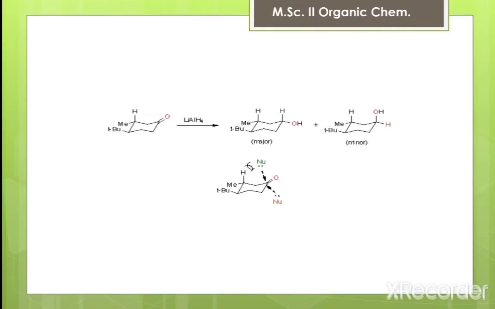Here, in the actual mechanism, this compound is drawn in chair conformation, and suppose this is lithium aluminum hydride. The one is major and the other is minor. Here lithium aluminum hydride is a small reducing agent, therefore it attacks from the axial direction and puts the hydroxyl group at the equatorial position, therefore we get the major and minor.